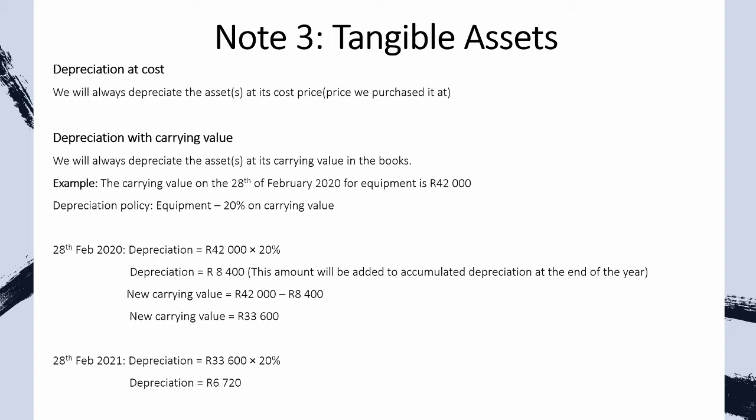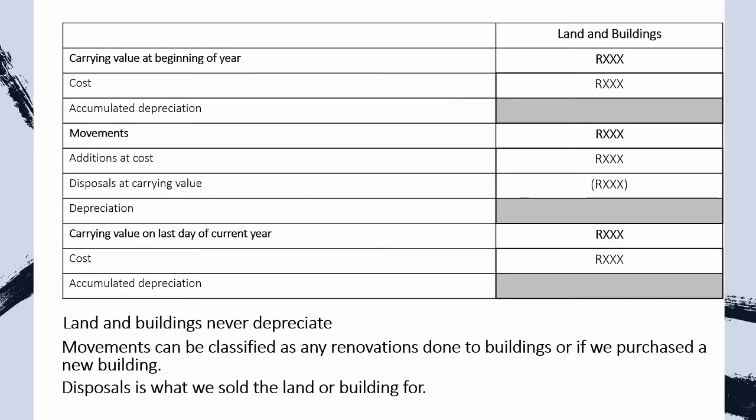So it's just so that you can see what carrying value has to do and how it affects the financial years. All right. Now, just so that you can see, land and buildings never depreciates. Movements can be classified as any renovations done to buildings or if we purchased a new building during the financial year. Disposals is what we sold, the land and building or just a portion of the building during our financial year. All right. As you can see, land and buildings does not have any sort of depreciation.